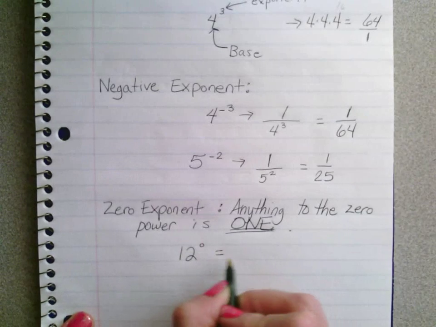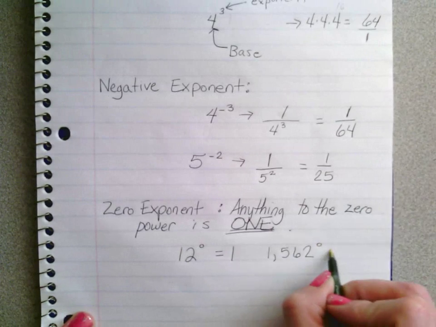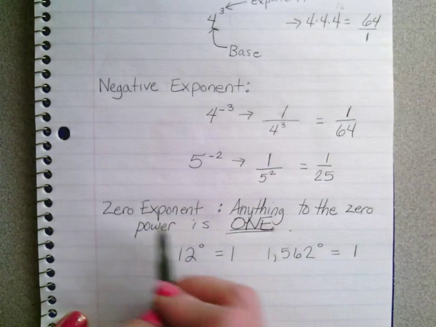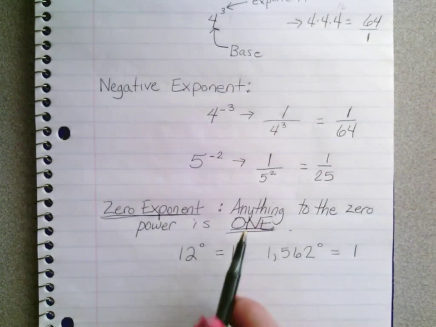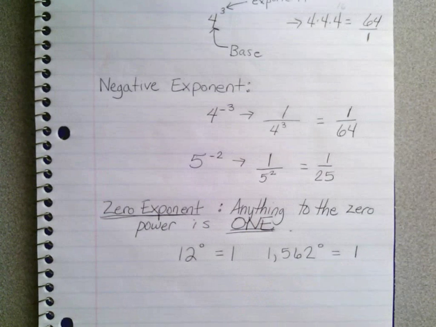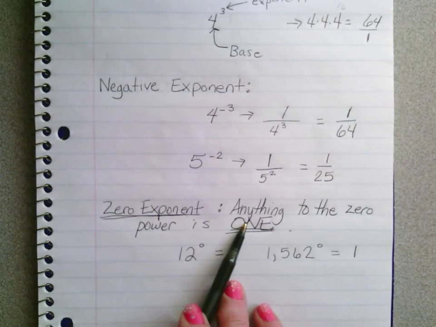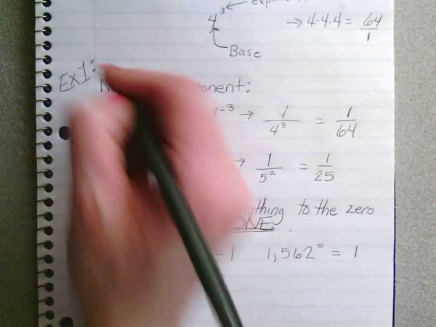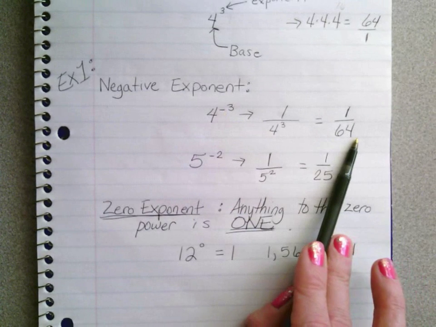12 to the 0 is 1. 1,562 to the 0 power is 1. Kind of getting the trend here. Memorize this, guys. Anything to the 0 power becomes a 1. Some of you might ask, what's the point of that? I can illustrate that in your future, not right now. Just know, anything to the 0 is 1. By the way, this has all been part of example 1, but I wanted to introduce what you do if you see a negative exponent and how you answer it.